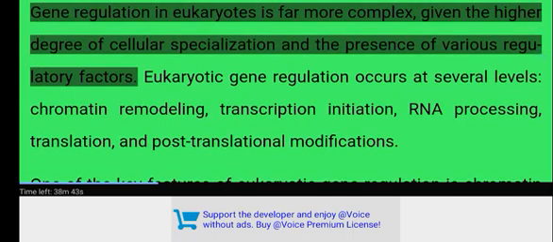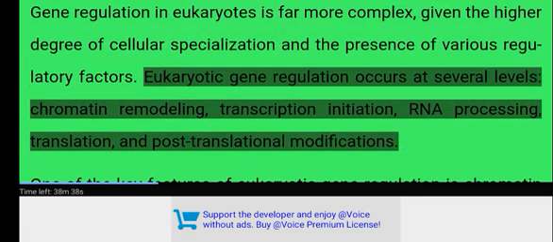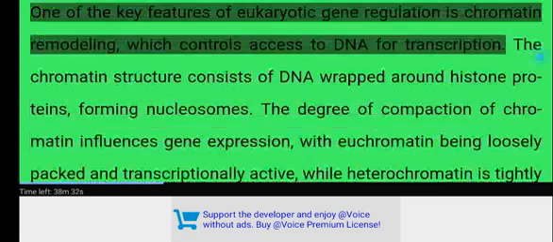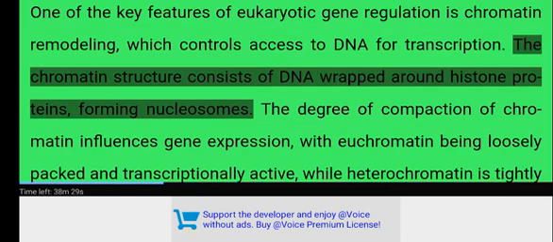Gene regulation in eukaryotes is far more complex, given the higher degree of cellular specialization and the presence of various regulatory factors. Eukaryotic gene regulation occurs at several levels: chromatin remodeling, transcription initiation, RNA processing, translation, and post-translational modifications. One of the key features of eukaryotic gene regulation is chromatin remodeling, which controls access to DNA for transcription. The chromatin structure consists of DNA wrapped around histone proteins, forming nucleosomes.